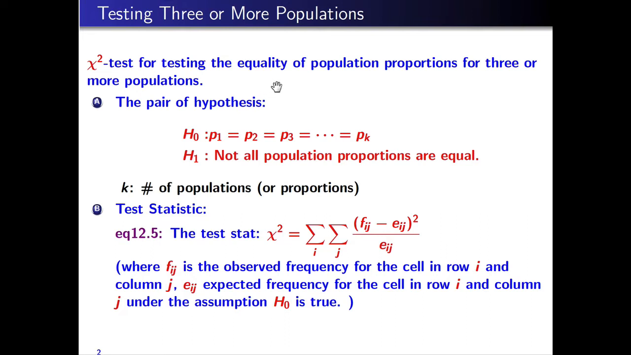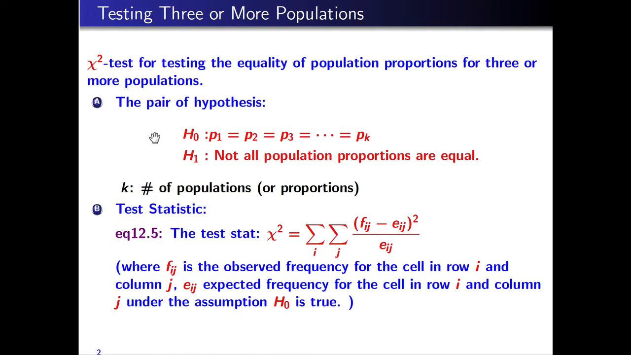Please keep in mind we use this so-called 3-step procedure to test the hypothesis. Step number 1, state H0 versus H1. Step number 2, find the test statistic. And step number 3, make a decision using either the p-value approach or the critical value approach.